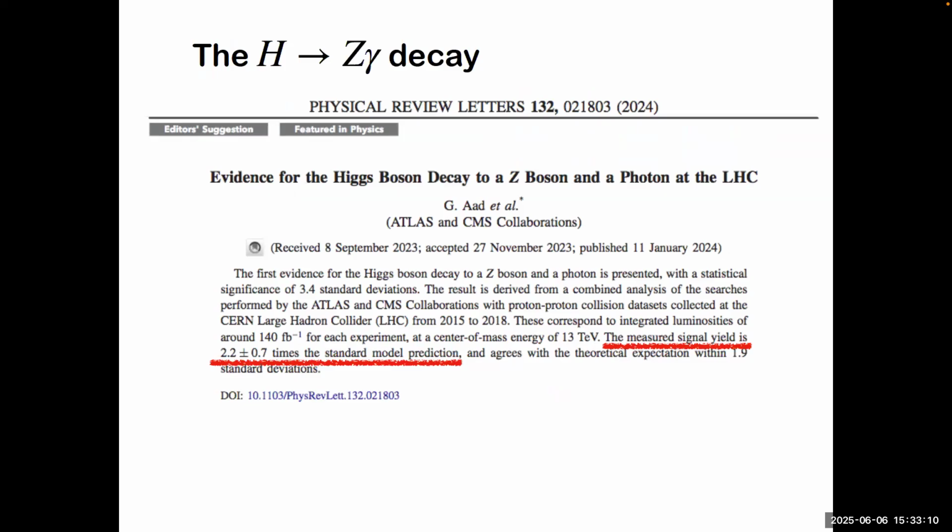As we can see here in the original paper, we can find that it says the measured signal yield is 2 times the standard model prediction. What's the meaning of the measured signal that they observed at the LHC?